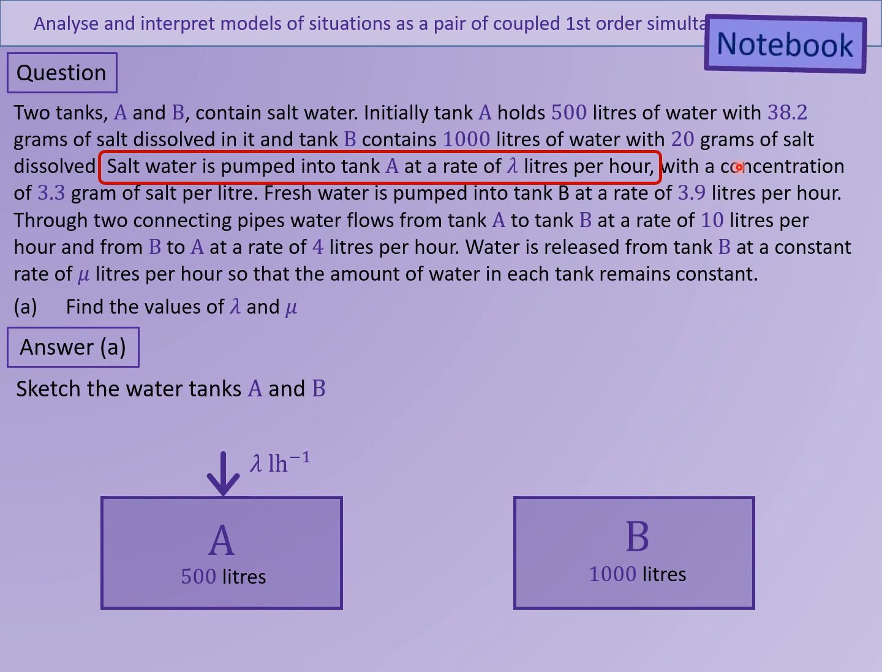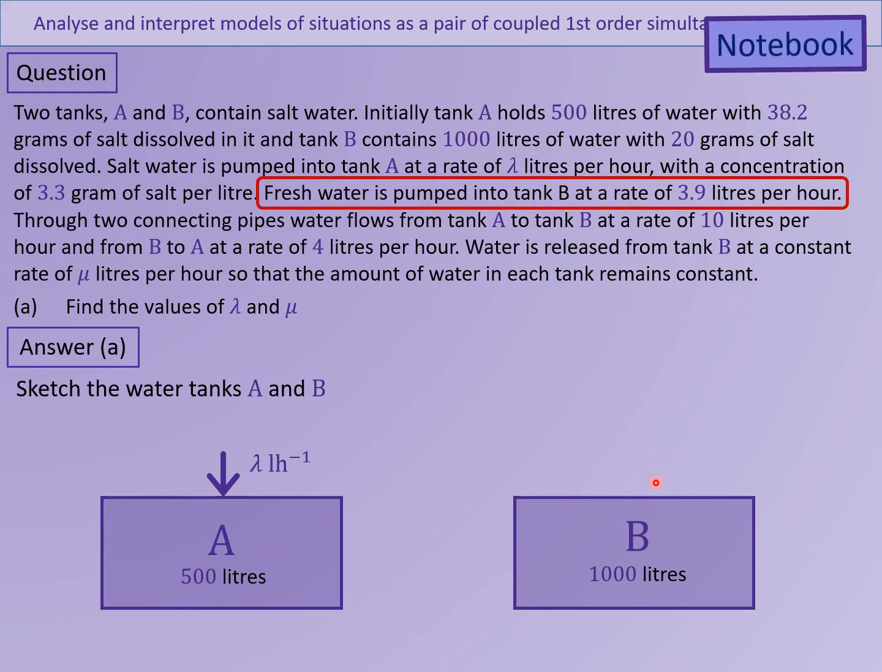We've also got tank B, and we have 3.9 litres per hour. Notice I'm just dealing with the litres per hour. I'm not worrying about the concentration just now. So I'm ignoring the 3.3, I'm ignoring the 20. I'm just concentrating on what's actually flowing into these. So flowing into here is 3.9 litres per hour. So there we go, 3.9 litres is flowing into tank B.